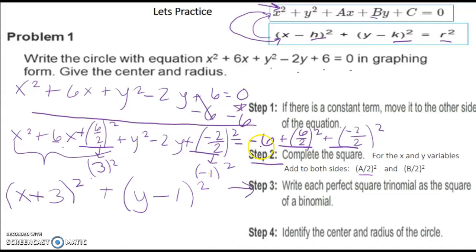And then we want to simplify this right-hand side that we had. So that was negative 6, and then 6 over 2 was 3 squared, so plus 9. And then negative 2 over 2 was negative 1 squared, so plus 1. And we have negative 6. Well, let's rewrite our left-hand side so we can make sure everyone can see it.